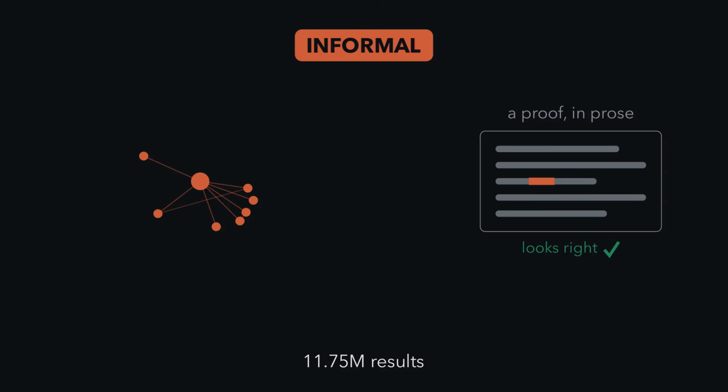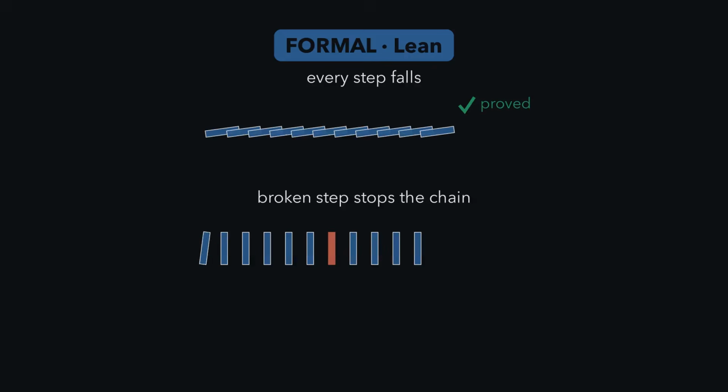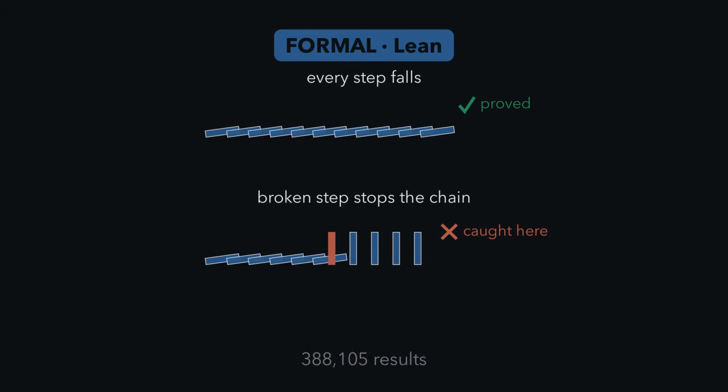Informal math is everything you see in papers, and we've parsed nearly 12 million such results. It's vast, but it's written in prose where a subtle error can hide for years. The second such world is formal math, written in Lean. You can think of a proof as a chain of dominoes. Every single step must fall, or the computer stops you at the exact broken one. Nothing can hide from the compiler the same way it might hide in prose. The problem is, the formal side only covers a sliver of the math we know so far.